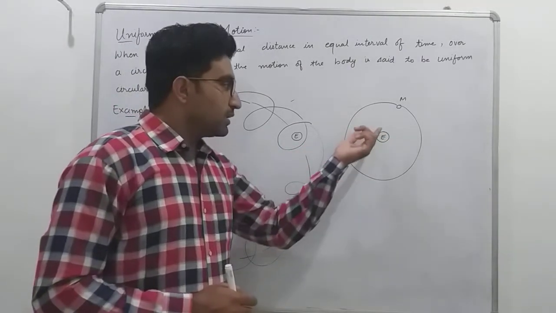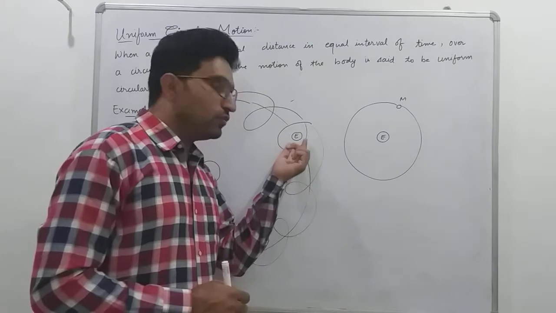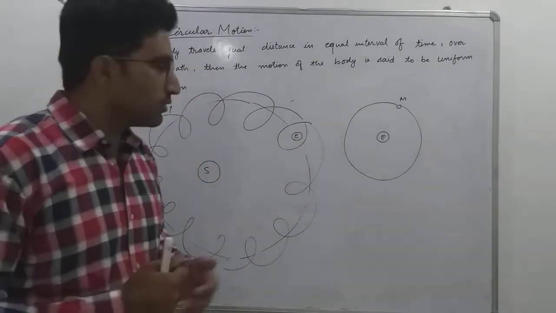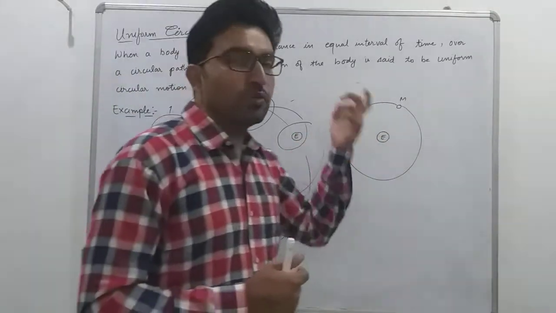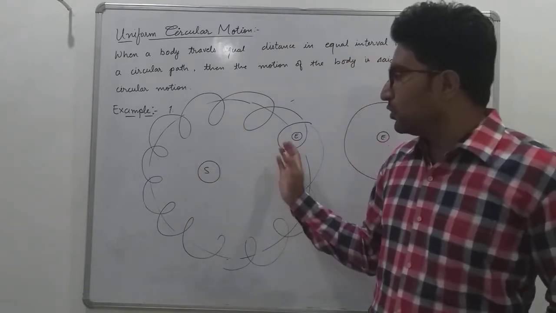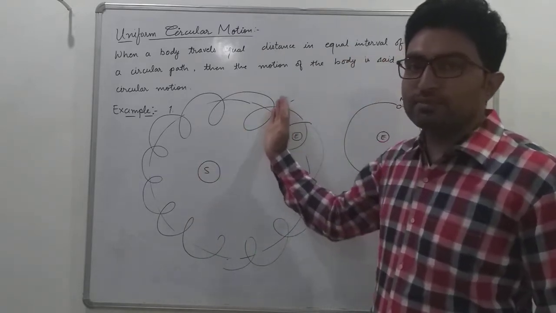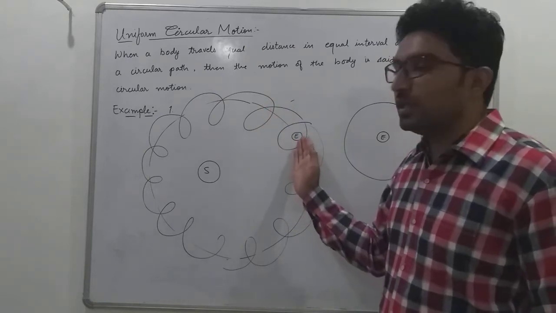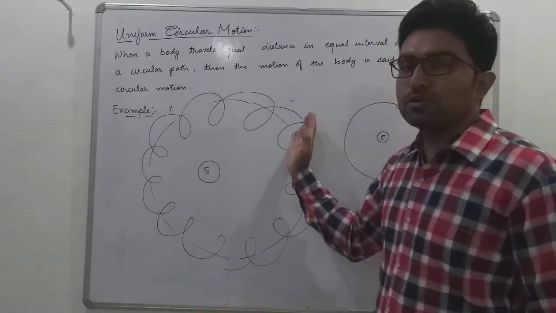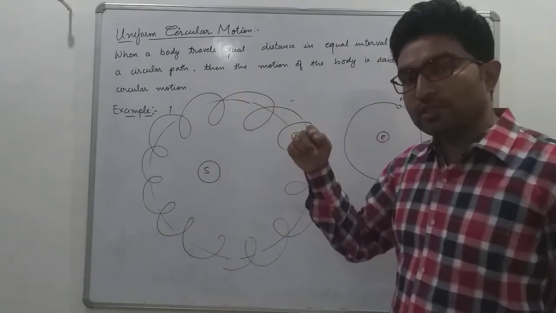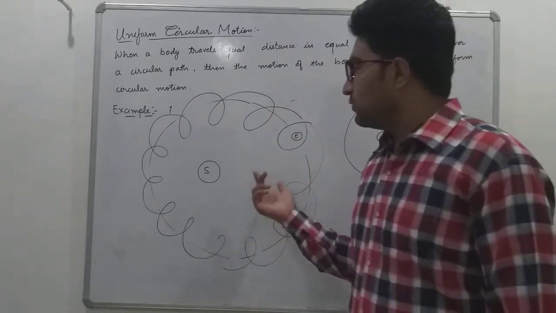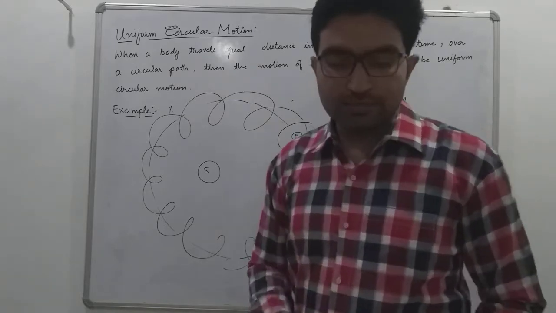The motion of the Moon around the Earth is uniform circular motion, and the motion of the Earth around the Sun is also an example of uniform circular motion. But the motion of the Moon around the Sun is helical, because the Moon has to travel a linear displacement along with the Earth. As the Earth moves along its circular boundary, the Moon also describes uniform circular motion around the Earth. So this is the motion of the Moon and Earth around the Sun.